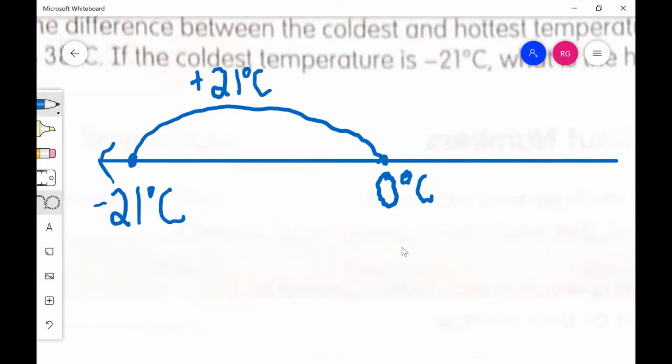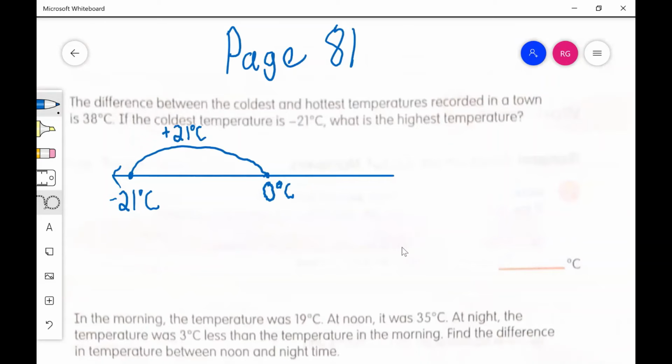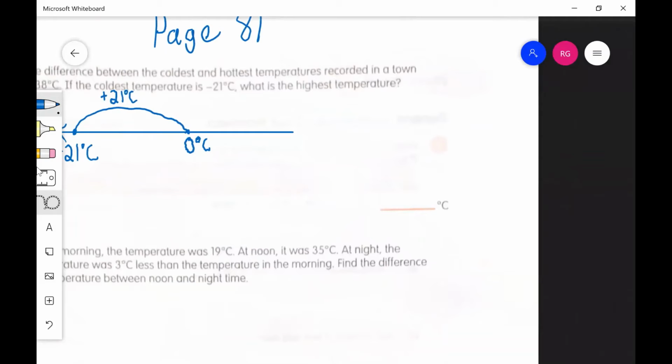But the difference is 38. So after I get to 0, I need to take 38 and do what? And subtract. Yes, subtract what? Subtract 21 from 38. And what does that equal then? 17. 17. And I think that might be our answer, right?